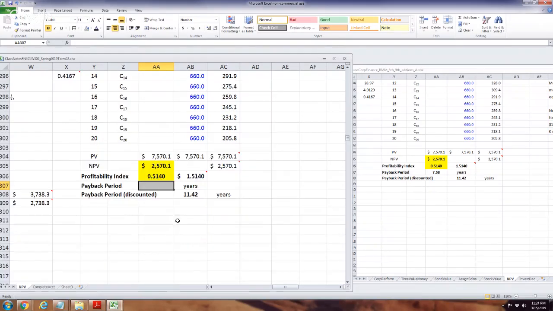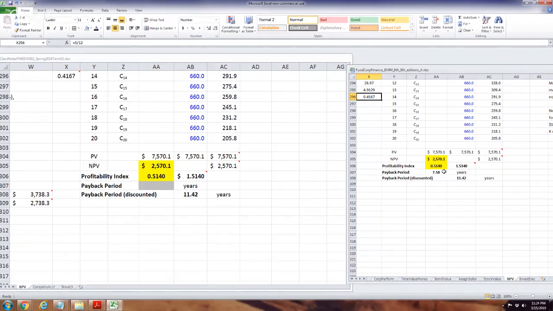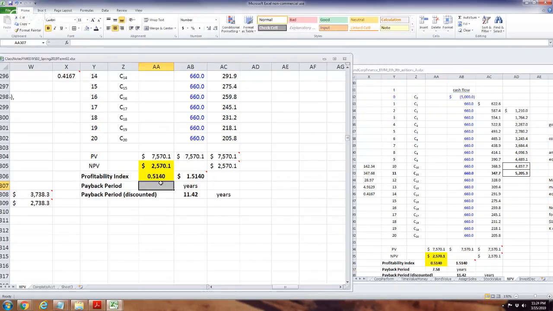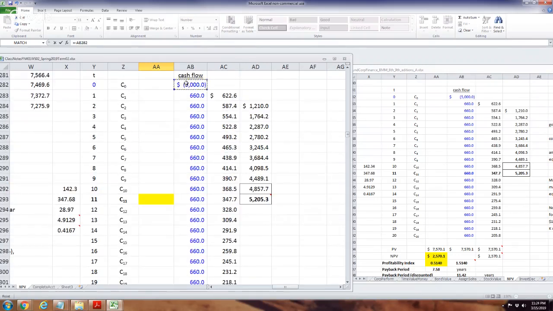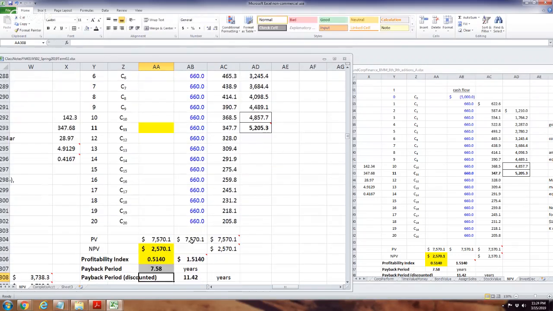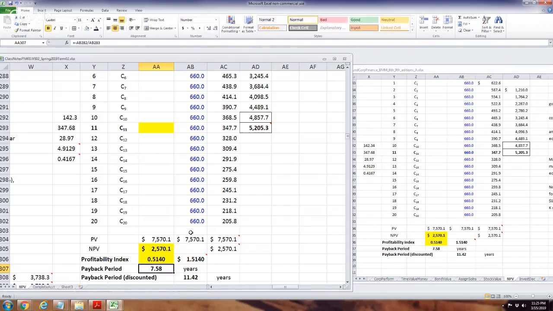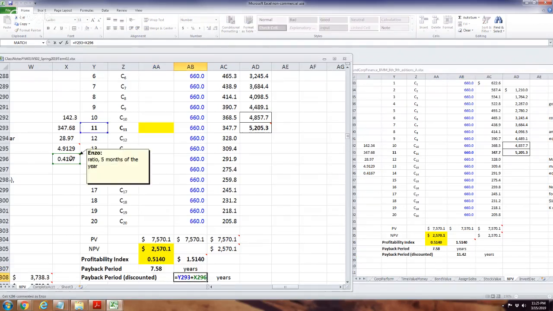Okay. And now with the payback period, we work this out as how many years that would take equals negative this divided by 660. Right. About 8 years or so. If you just did it nominally, it's about 8 years. But the discounted version, here's the discounted version. So that's why we did all these.